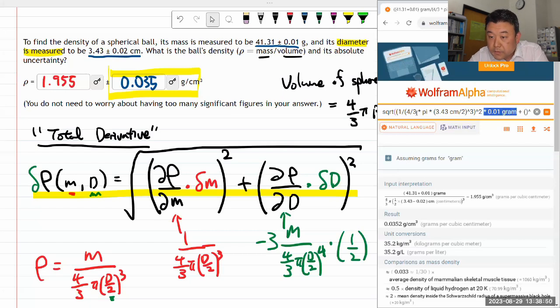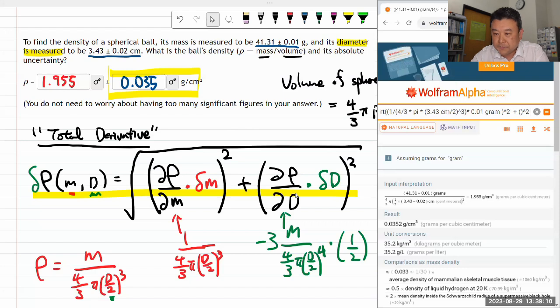Wait, I think I skipped something. Yeah, it should have been, so okay, I have this. I need to close this parenthesis here. That's the derivative. Multiply that, and then square the whole thing there. Good. That's this first term.